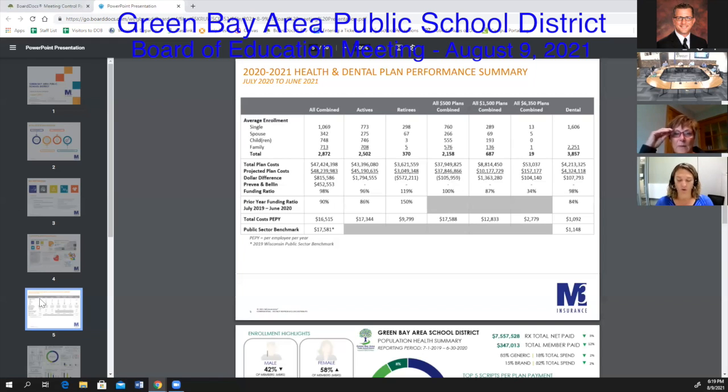The funding ratio of both the health and the dental plans ended at 98%, meaning that there were slightly lower plan costs than what were projected for that year. The costs are still well below the public sector benchmark in both health and dental, as you can see with the public sector benchmark being listed in the last row on both the left side and the right side, left being the health plan, right being the dental plan. Retiree costs are significantly reduced from last year, and the major driver for the costs among the active population this year were those high-cost claimants with multiple cancer claims from folks that are insured on the health plan.